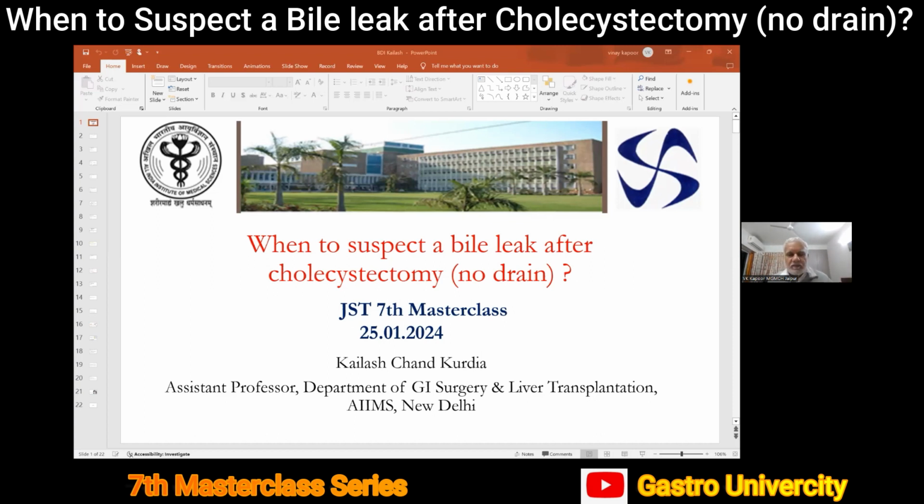So this is the presentation prepared by Kailash. When to suspect a bile leak after cholecystectomy, and as is usually the case, we don't leave a drain unless we anticipate a problem. Most of us do not routinely place a drain. So we have a patient who has undergone a lap chole. There is no drain. Now the issue is when to suspect a bile duct injury.